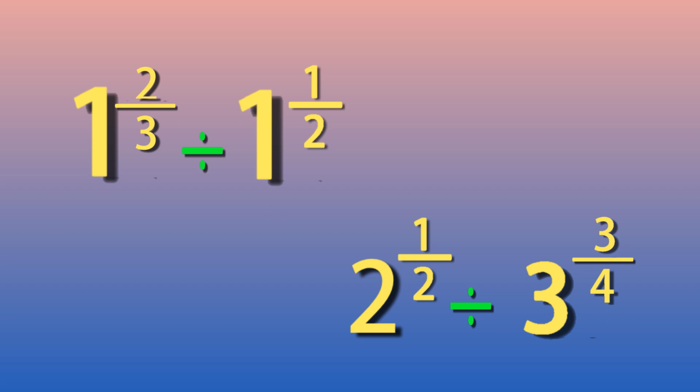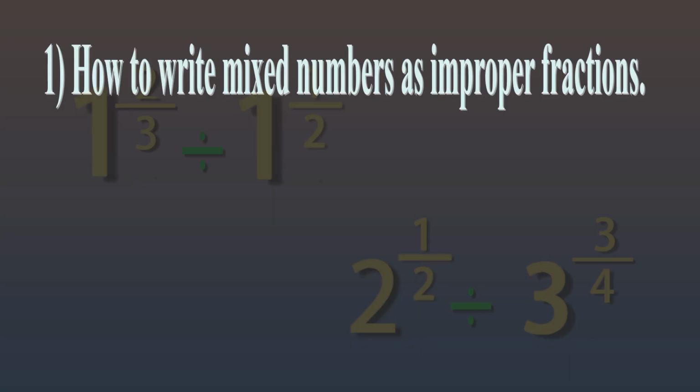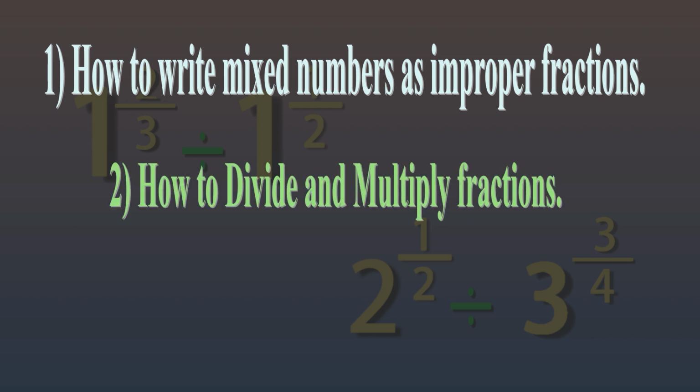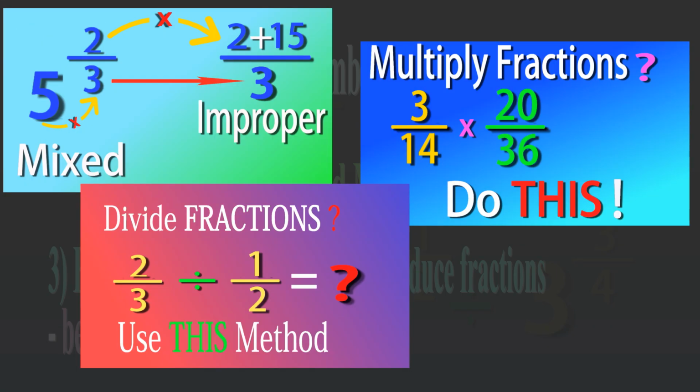There are a few things you should already know if you're hoping to divide mixed numbers easily. Firstly, you need to know how to write mixed numbers as improper fractions. Secondly, you need to know how to divide and how to multiply fractions. And the third point is you need to know how to use cross cancellation to reduce fractions before multiplying. I've made videos on all these subjects and they're linked in the description if you need a refresher.